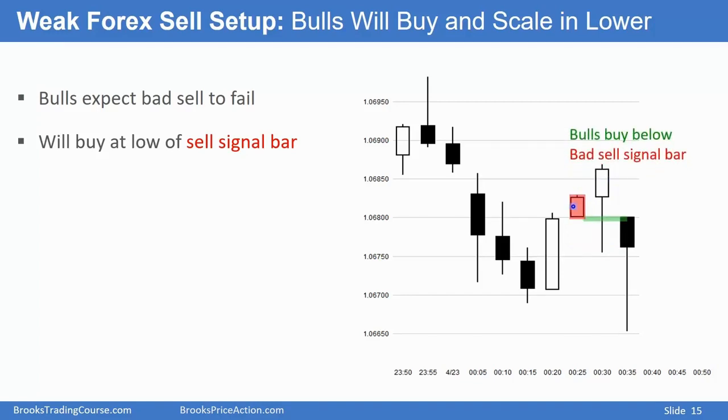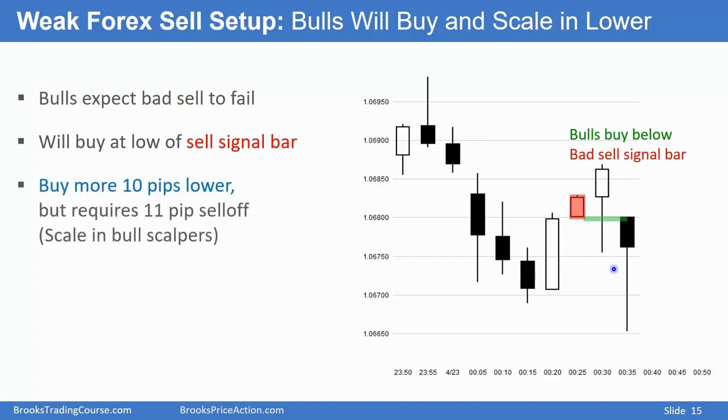A bad sell signal bar, and therefore a lot of bulls will buy at that low, betting that the bear breakout will fail, and they'll look for a scalp. They might buy more 10 pips lower, but it requires an 11 pip sell-off for them to be able to scale in 10 pips lower. These are scale-in bull scalpers.